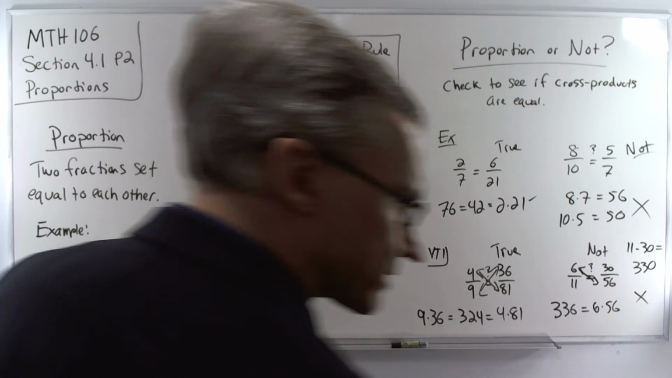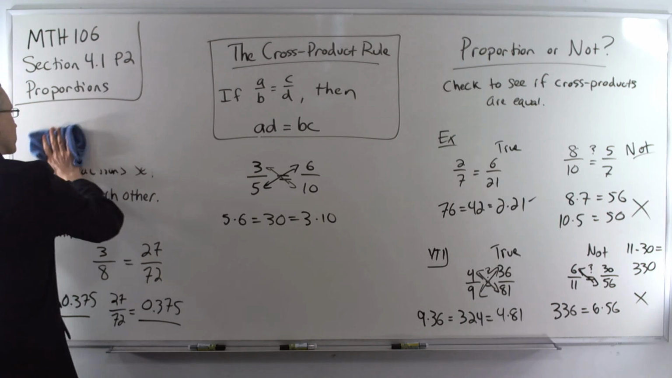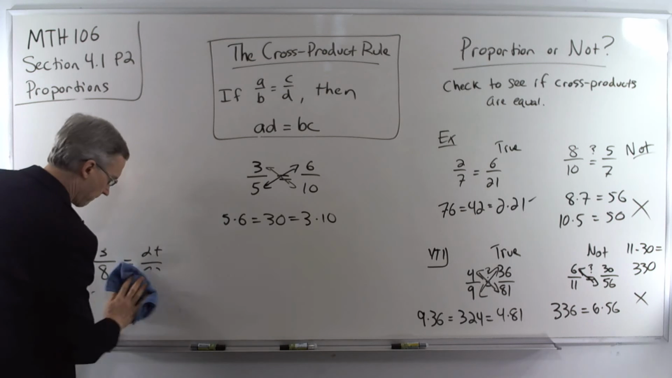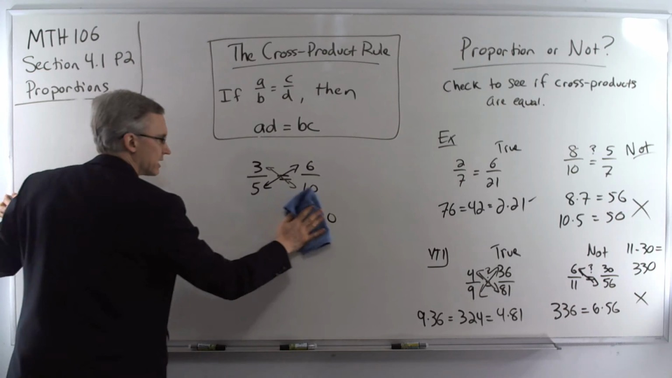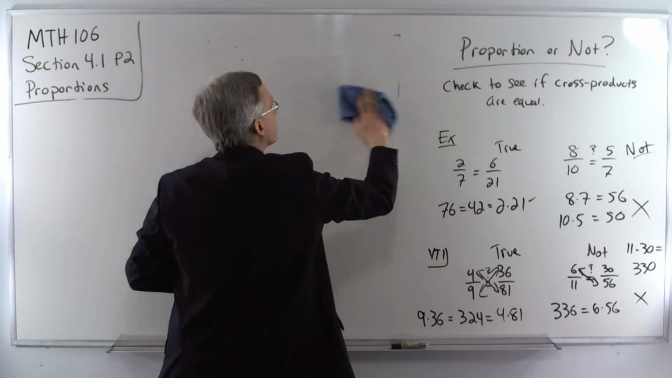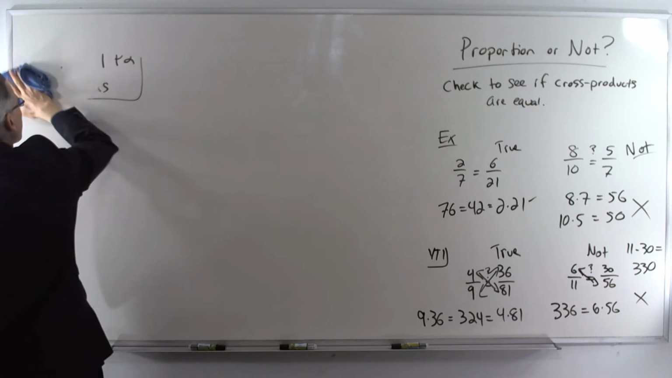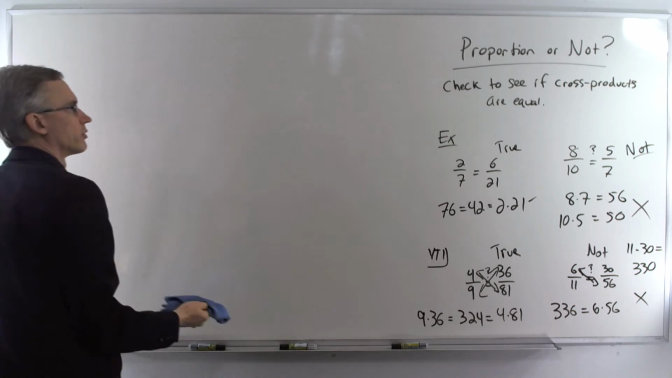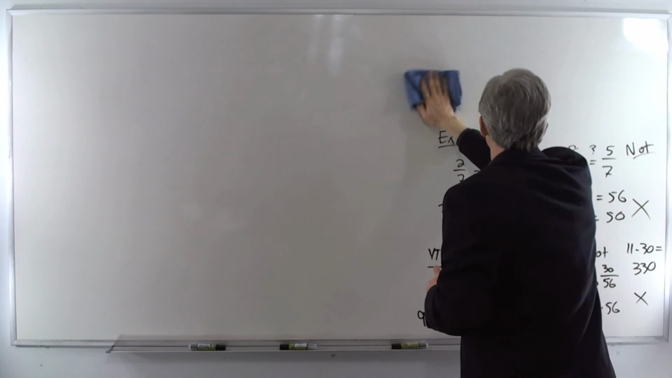Now the proportions we've seen so far have been all filled with numbers, but that won't always be the case. There will be times when one of the slots has a variable in it instead of a number, and in that case, we're going to be solving the proportion. So to solve these proportions, we can actually use the same rule that we use to check to see if it is actually a proportion.